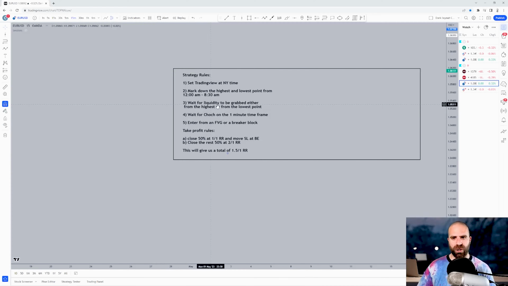As I said, wait for liquidity to be grabbed either from the highest or from the lowest point. Wait for a change of character on the 1 minute time frame only, and then enter from an FVG or a breaker block, and I'm gonna show you examples.